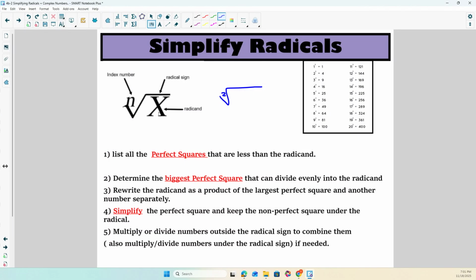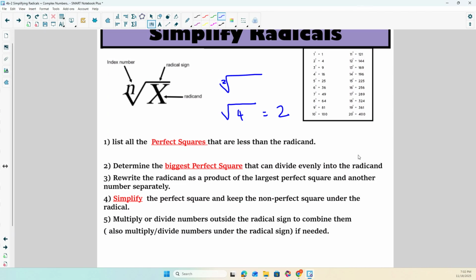The number under the radical sign is called the radicand, and that little number is called the index. So usually when you see the symbol, it means square root, which is why we say the square root of 4 is 2, because basically this is saying what number can you multiply by itself 2 times to get 4. So in today's lesson, we're going to talk about how to simplify square roots without a calculator.